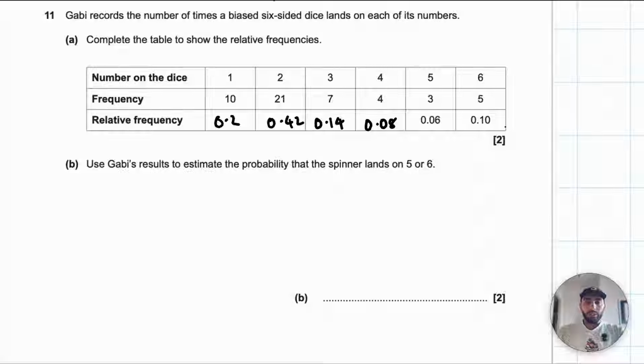If you added up all of these, you should get a total of 1, and that's how you would check the answer. Part B, use Gabby's results to estimate the probability that the spinner lands on 5 or 6. So we're trying to find the probability of 5 or 6. We're trying to find this one, add this one. So it's 0.06, add 0.1.